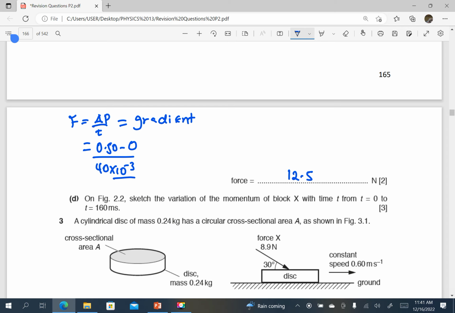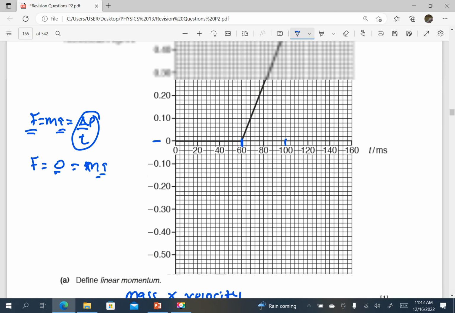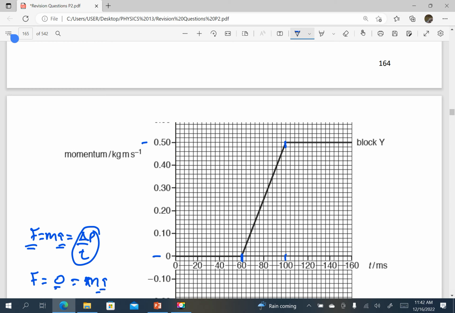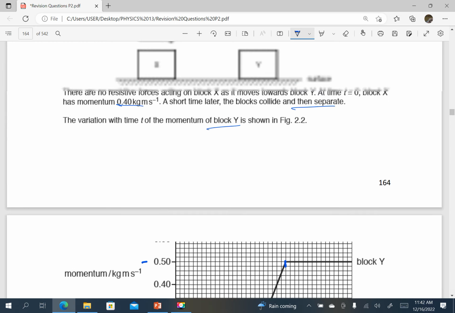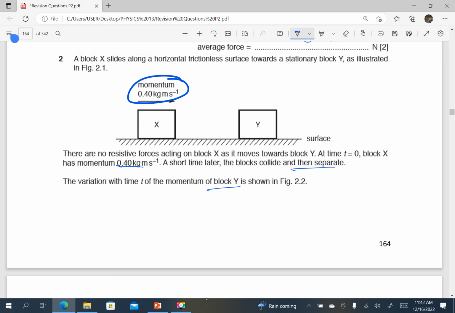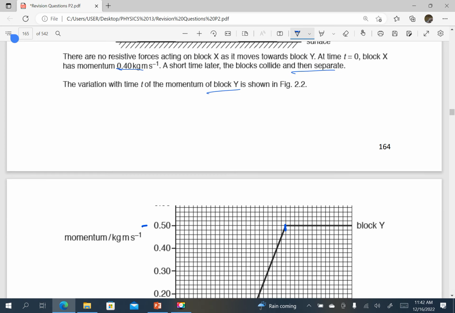Then on the figure, sketch the variation of the momentum of block X with the time t equals 0 to t equals 160. I want you to remember block X was the one which was initially moving and block Y was at rest. By the principle of conservation of momentum, total momentum should remain the same. Initial momentum of block X is 0.4. And before it collides with Y, it remains 0.4. So it means it only changes after collision.